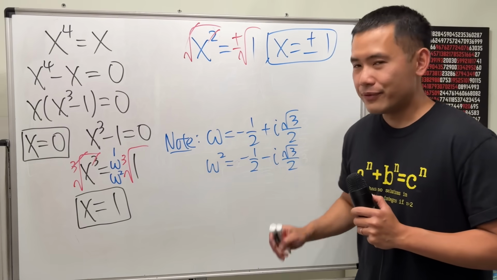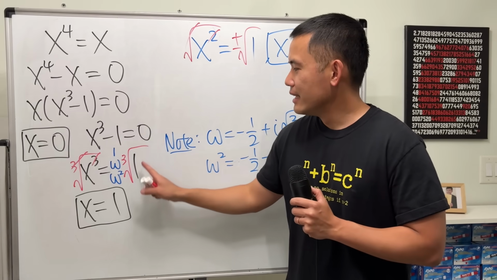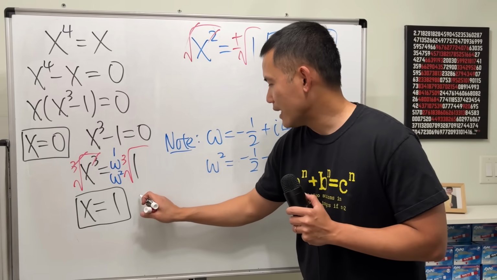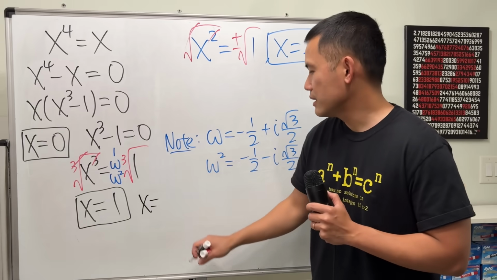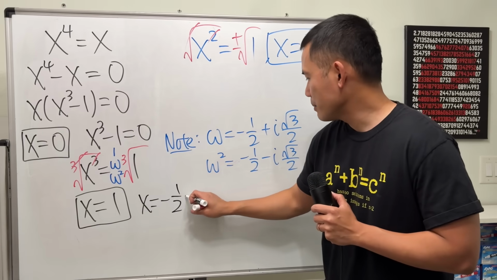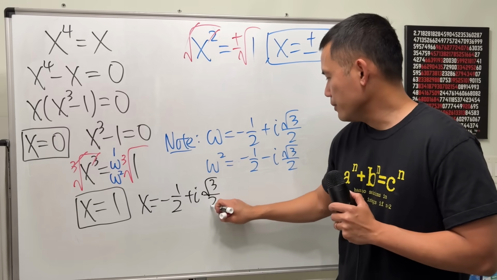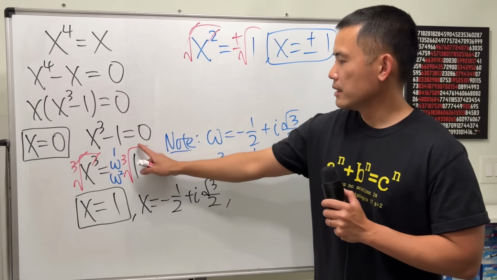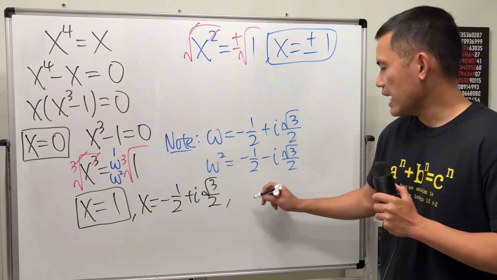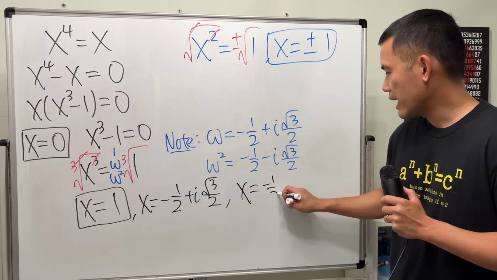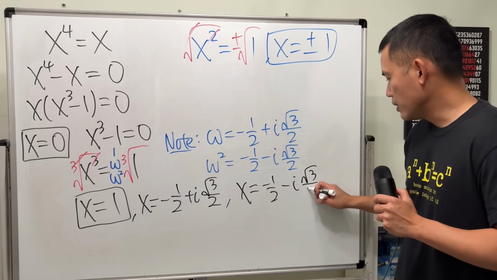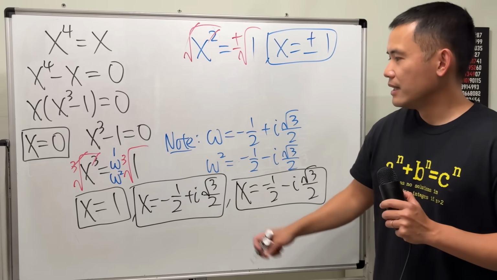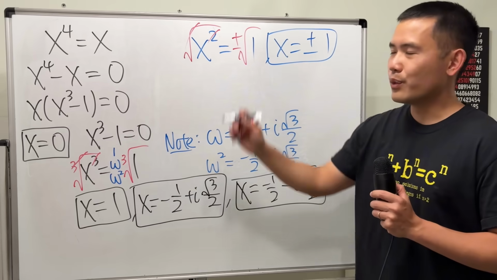So in fact, we have two more answers. This is just 1. 1 times omega is just omega. So we have the second answer from here. We get negative 1/2 plus i square root of 3 over 2. And then we have the third answer from this equation. This is 1 times omega squared, which is just that. So x equals negative 1/2 minus i square root of 3 over 2. So these are the complex solutions for that equation.